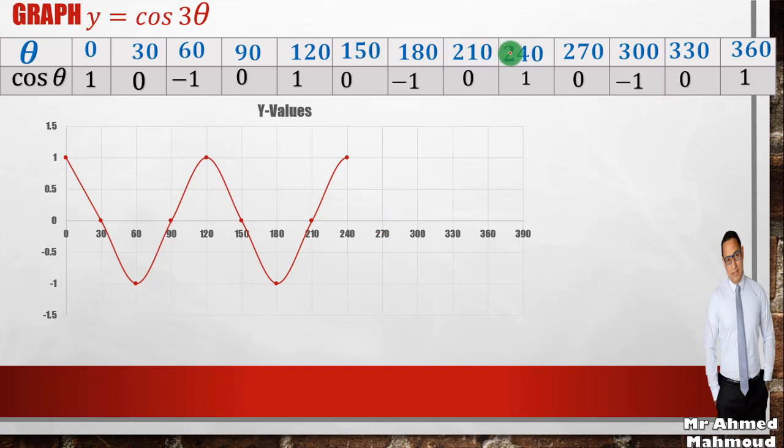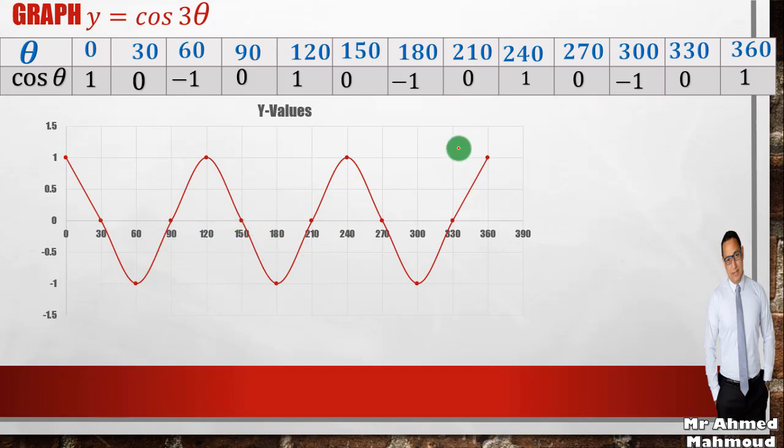Okay, now I will start the third period. Here 270 and 0, 300 and negative 1, 330 and 0, 361. So here this function during the 360 degrees it makes 3 periods.